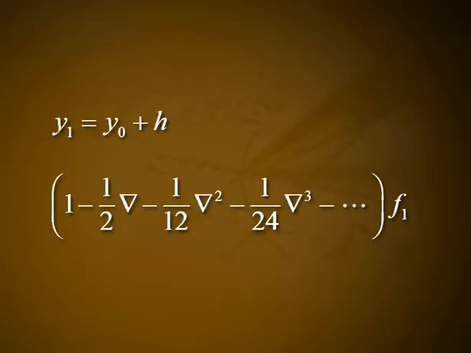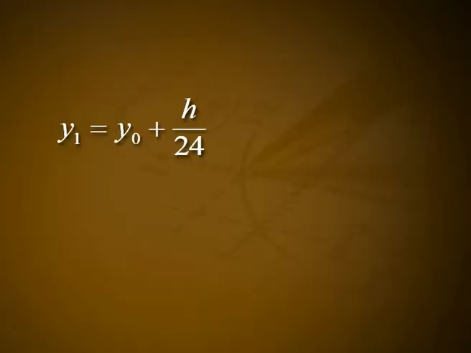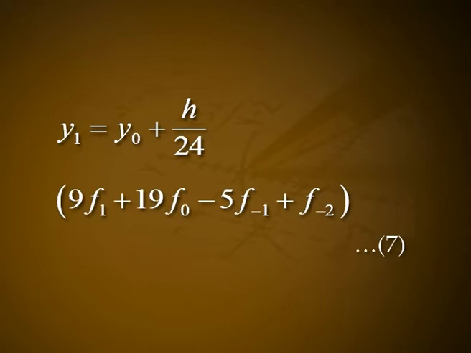In particular, y1 = y0 + h [1 - 1/2 del - 1/12 del^2 - 1/24 del^3 - etc.] f1. Neglecting fourth and higher order differences and expressing del f1, del^2 f1 and del^3 f1 in terms of function values, we obtain y1 = y0 + h/24 [9 f1 + 19 f0 - 5 f-1 + f-2]. Let it be 7. This is usually called the Adams-Moulton's corrector formula.